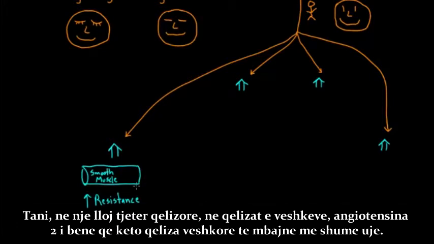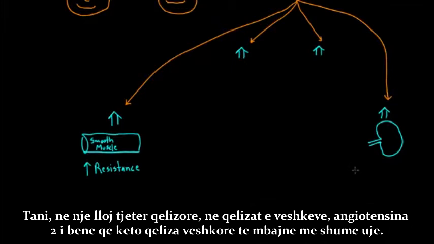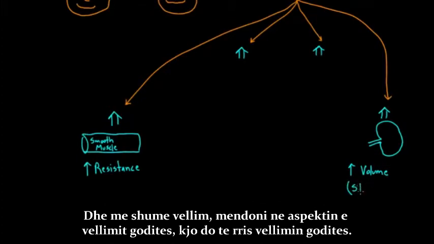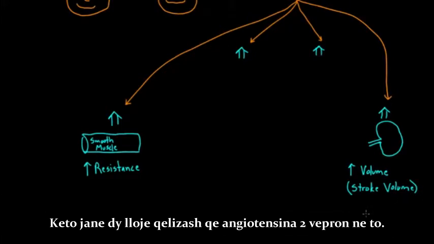Now in a different cell type altogether, in the kidney cells, the angiotensin 2 actually makes these kidney cells hold on to more water. So you have more volume. It actually helps the kidney hold on to more water, and more volume, think about it in terms of stroke volume, is going to increase stroke volume. So you've got increased resistance and now increased stroke volume. So those are two cell types that angiotensin II will act on.